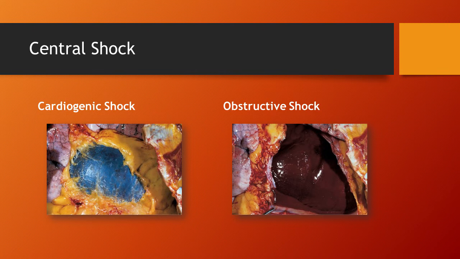Cardiogenic shock occurs when the heart cannot circulate enough blood to maintain adequate peripheral oxygen delivery. The most common cause is myocardial infarction, and cardiogenic shock may be due to either a single event or cumulative damage over time. Obstructive shock occurs when blood flow becomes blocked to the heart or great vessels.